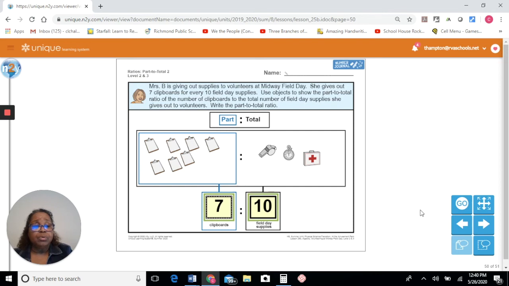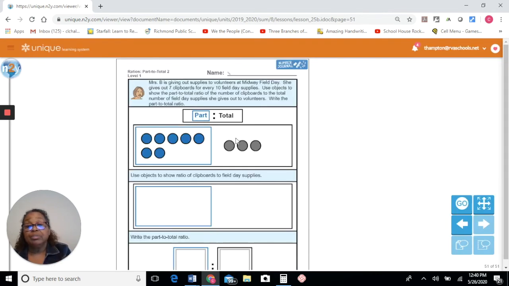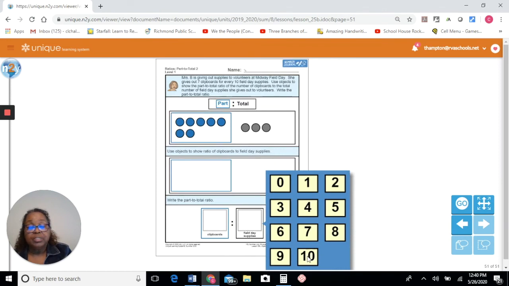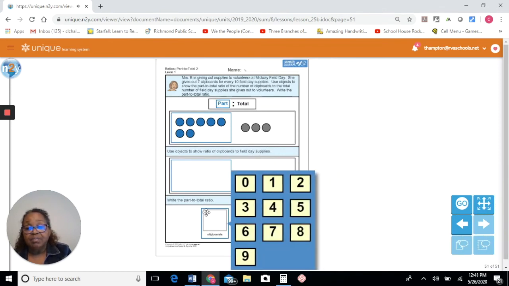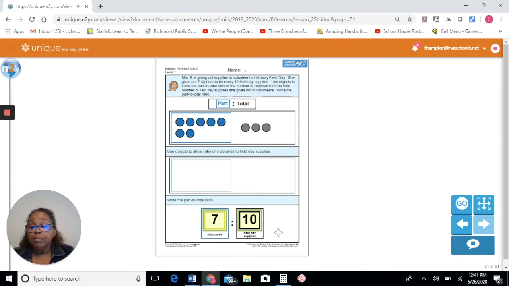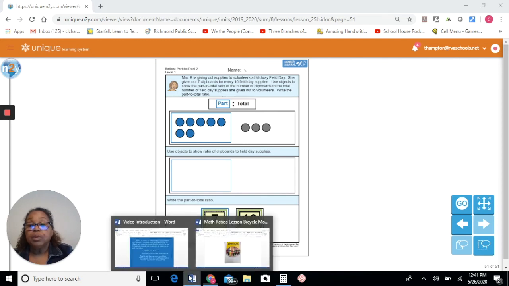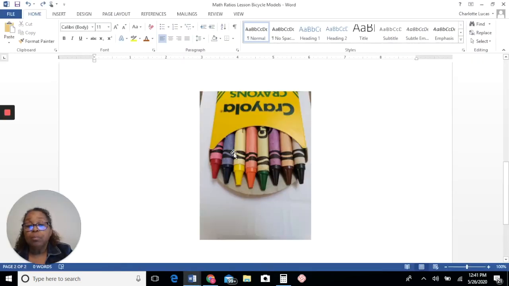Okay, and we're able to check ourselves to see if we did it right. There it is. 7 to 10. The total is 10, and 7 of them are clipboards. And remember, when you're thinking about part to total, think about the box of crayons. The total number of crayons in this box is 8. And of the 8, 1 of them is red. The ratio would be written 1 to 8.